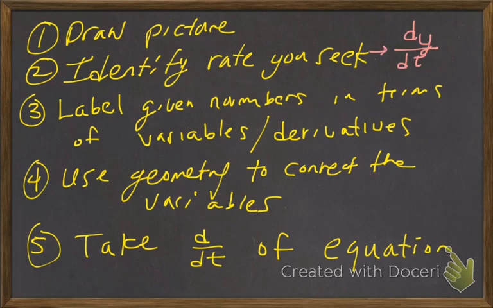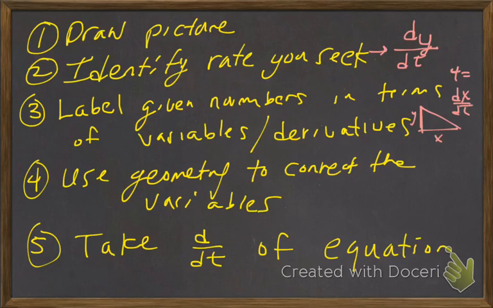That's what we needed to find. We then labeled the given numbers in terms of variables and derivatives. So we knew that x was how far it was from the base of the wall, and y was how high up the wall the ladder reached. And a little bit later, we realized that the 4 that they gave us was dx/dt. That was going to equal 4. That's how fast it was being pulled away. So we labeled our variables and the numbers they gave us. x was equal to 8, for example, at our specific instant.